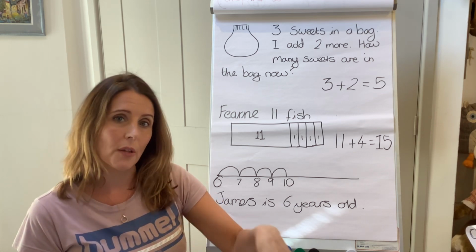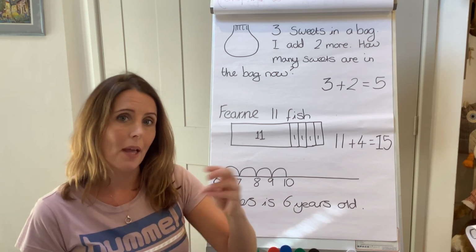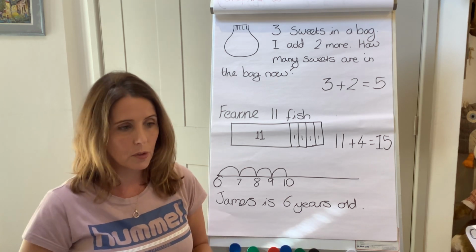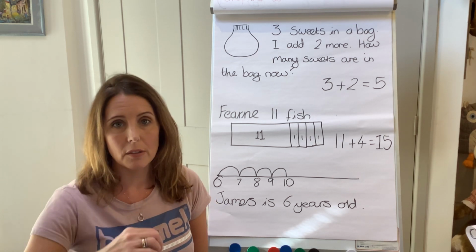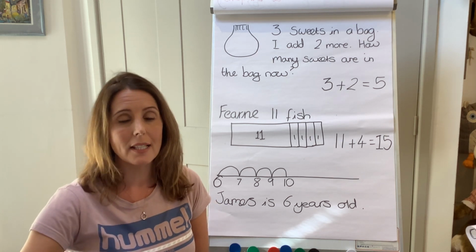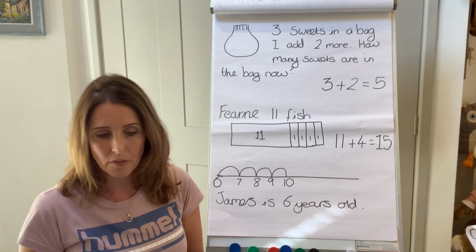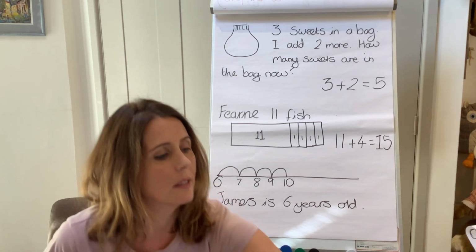Roll the dice, count on that many, so start at the number and add on. You can draw number tracks outside, so using chalk, and you can start at a number, roll a dice and count on.